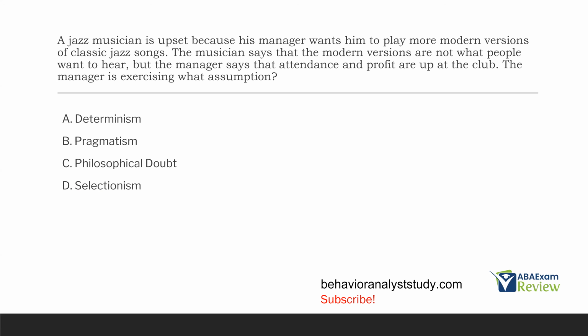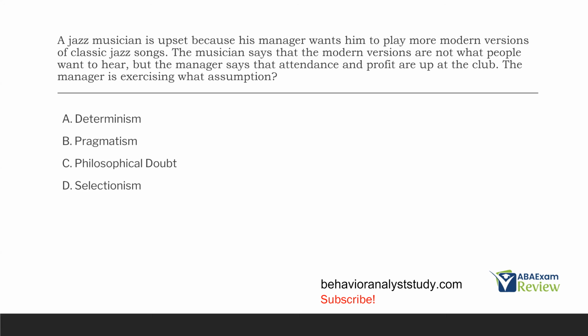So we're looking at the manager's behavior. Remember, we always want to identify who we're looking at in our scenario. In this case, it's the manager. And what does the manager say? Well, he's responding to the jazz musician who's upset because the manager says, well, we need to play more modern versions of classic jazz. Musician, being a musician, says, well, that's not what people want to hear. The manager rebuts by saying, well, attendance and profit are up at the club. What do you want me to say? I.e., we can argue back and forth, but data show that it is what people want to hear. What assumption is the manager using?